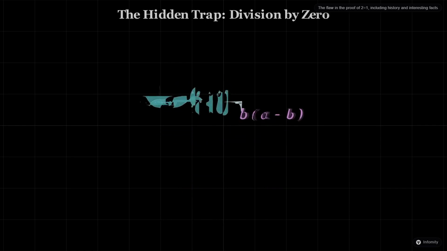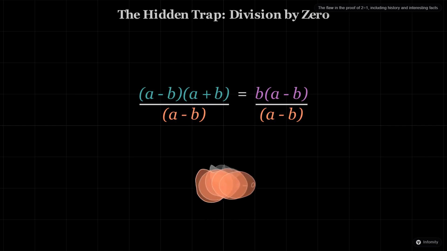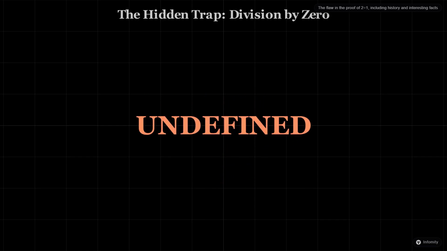When we cross out a minus b from both sides, we're actually dividing by a minus b. But remember our very first rule? We said a equals b. That means a minus b is exactly 0. When you divide by 0, the fundamental symmetries of algebra collapse.